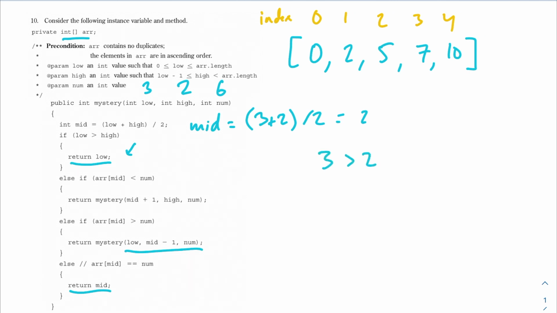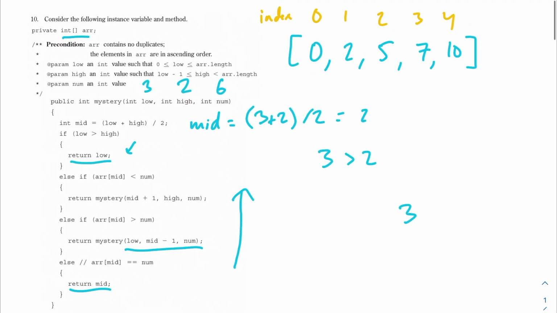So now at this point, we're going to be returning our low, and that's going to go all the way back up. Remember, we called this recursively so many times, and since we reached the base condition, we're actually going to be returning it back up to the original call of mystery when we called it with 0, array.length minus 1, and num. The number that we returned was 3.